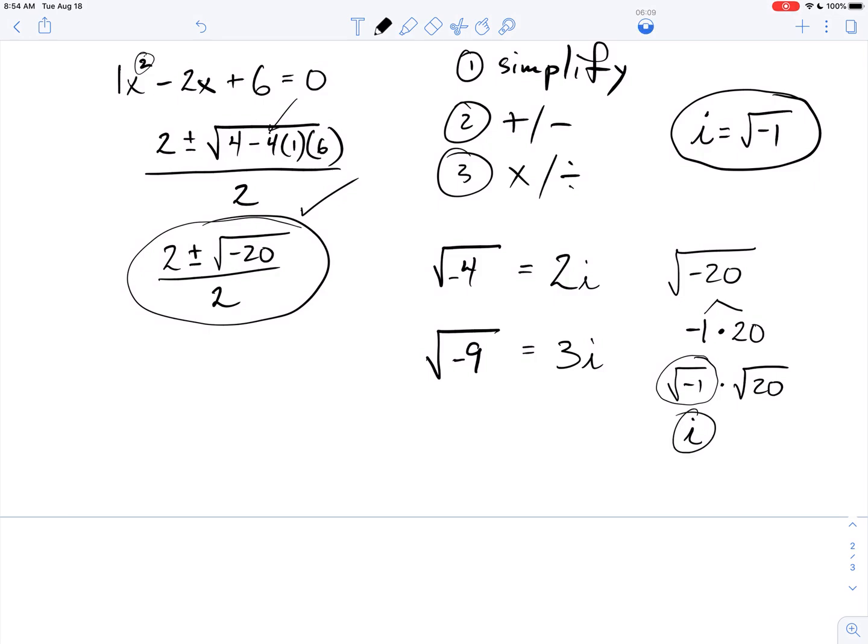So what do I do with this 20? Well, I split it up like I always do. I say that's the same as 4 times 5, which means I have 2 come out. I have rad 5 stay home, and then I just stick that I right there, and that's the answer for this. I know you're going, what? Well, here we go. Complex number system.